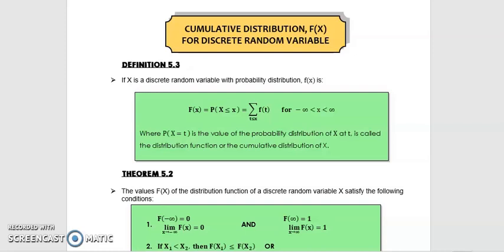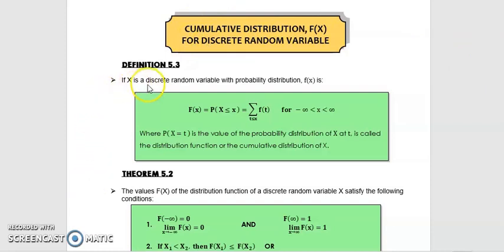Okay, now let's look at how to find the cumulative distribution function for a discrete random variable. For the cumulative distribution, we use capital F here, okay? Before this, the lowercase f, f(x), was the probability distribution. So capital F(x) here refers to the cumulative distribution, okay? So cumulative. Okay, look at this definition first.